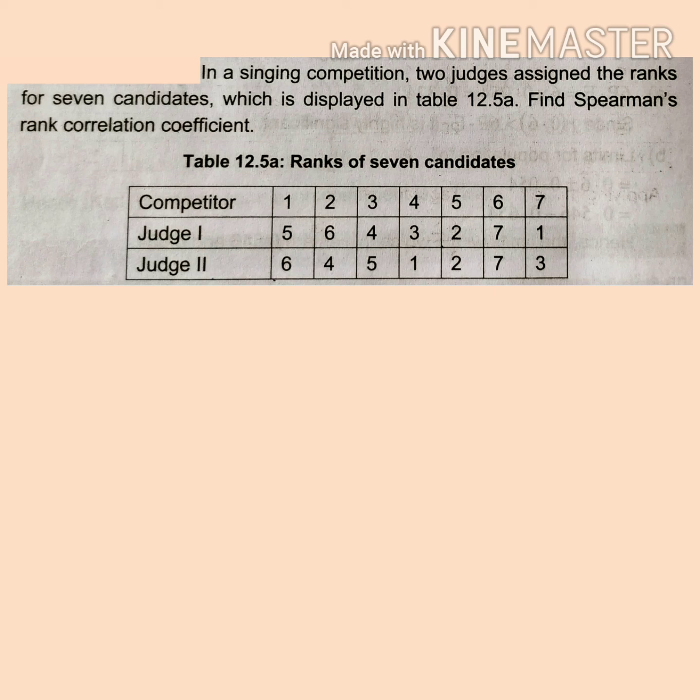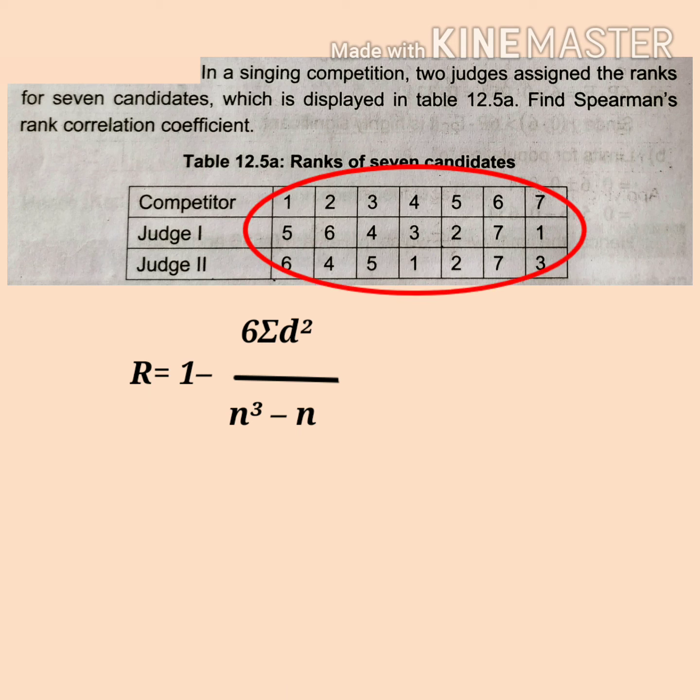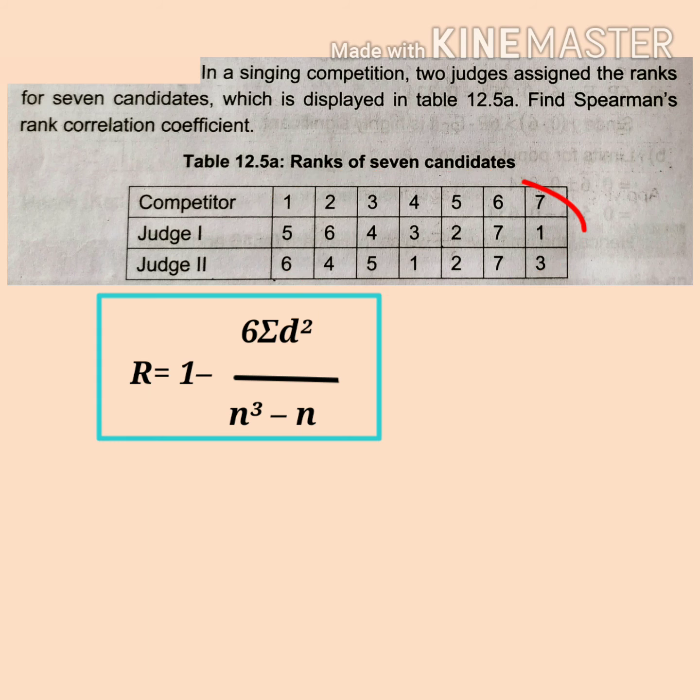So in order to get the solution of this problem, you will have to write down the formula of rank correlation coefficient, that is capital R equal to 1 minus 6 summation d square divided by n cube minus n. Here no tie has occurred in the ranks given by judge 1 and judge 2, so we will not apply the tied formula. We just apply R equal to 1 minus 6 summation d square divided by n cube minus n. So first you have to find out d.